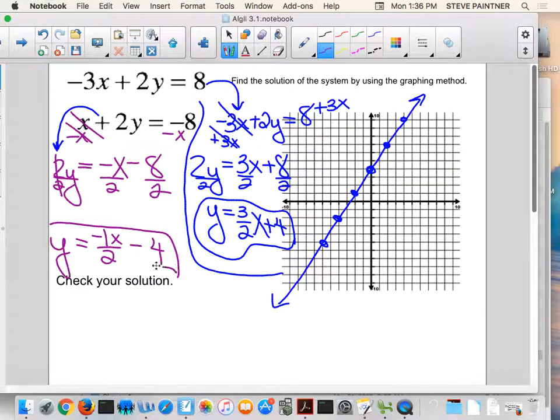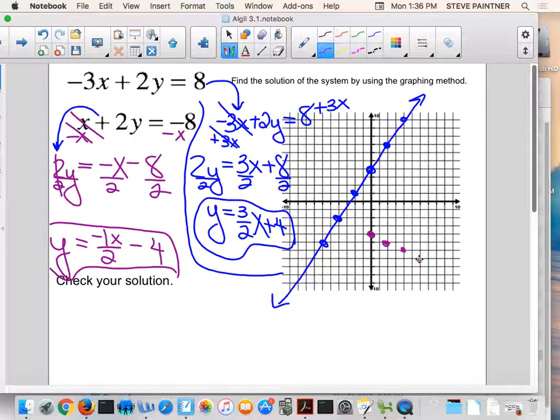Graph this. Start where? -4. 1, 2, 3, 4, right by here. Slope is down 1 over 2. When you guys say right over 2, what's over? Left or right? You gotta say left or right though. Okay. Down 1, right 2. There you go. Down 1, right 2, down 1, right 2.